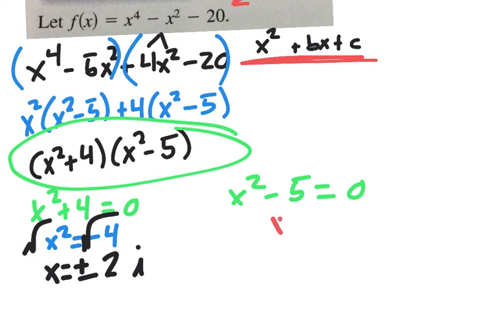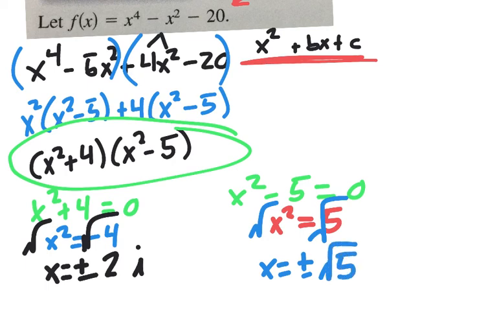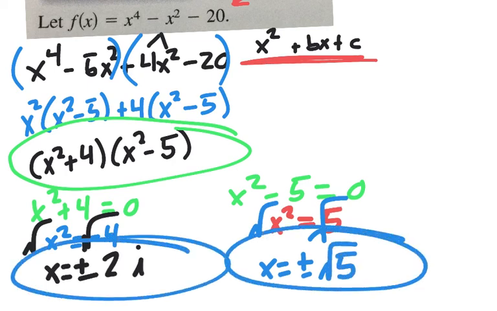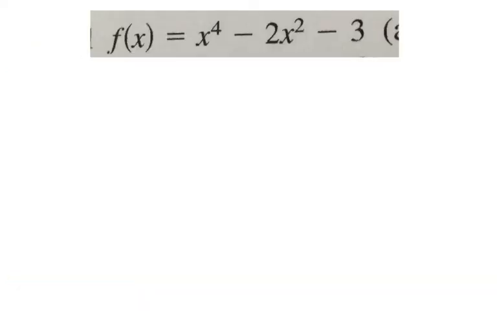Then on the other side, I'm going to add 5. Take a square root. That tells me x equals plus or minus, and then radical 5 does not simplify. So right here are my 4 roots: 2i, negative 2i, radical 5, and negative radical 5. So again, hopefully you're working this. I'm going to go ahead and start behind you.